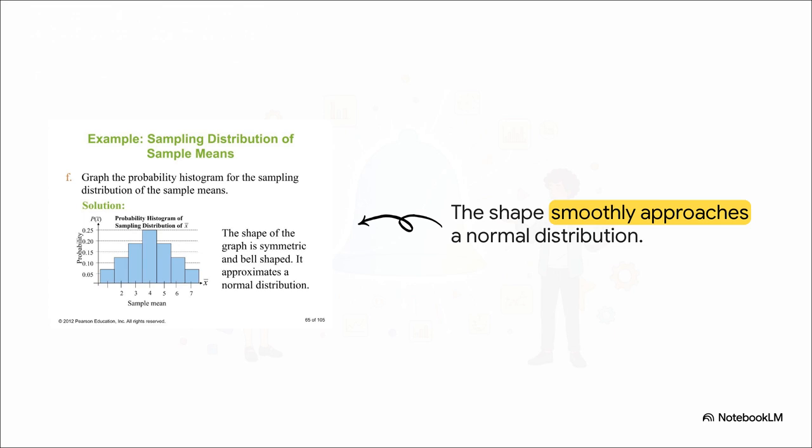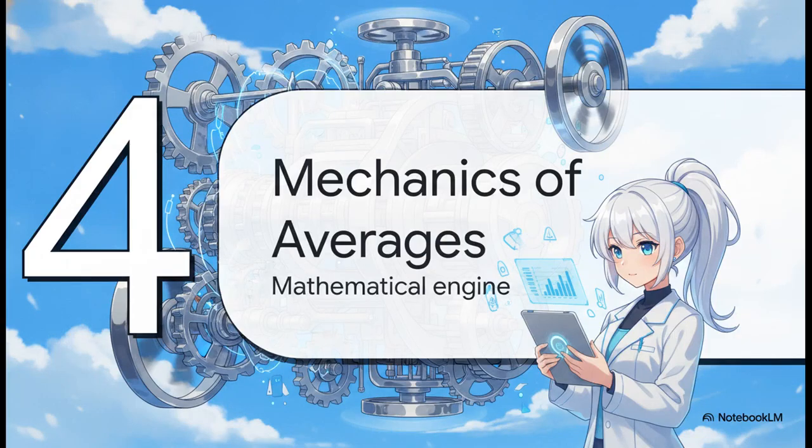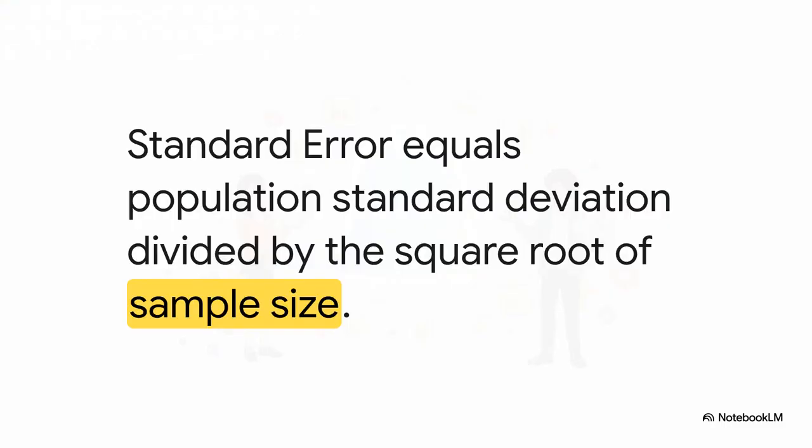The shape just smoothly approaches a normal distribution, exactly like the theorem promises. Let's look under the hood in section 4, the mechanics of averages. So what is the exact formula making this magic happen? It all comes down to the standard error.